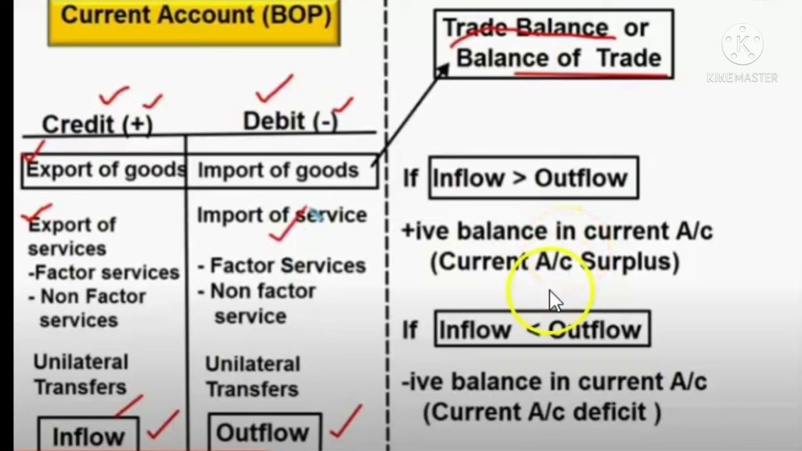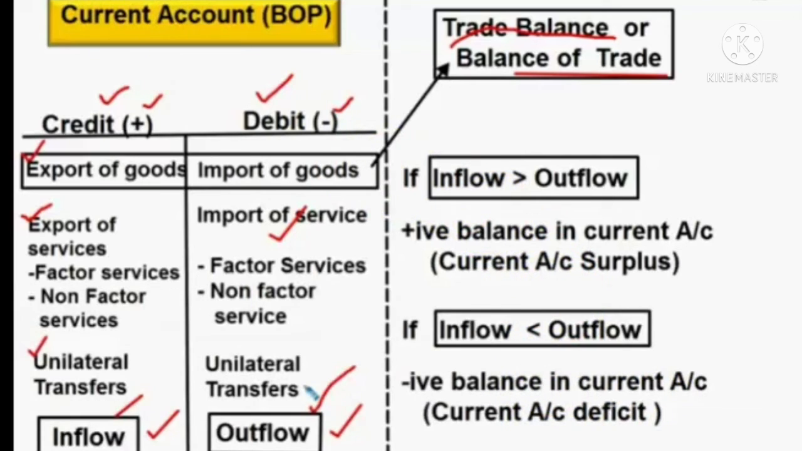Next, if inflow is less than outflow, we are importing goods from other nations and our currency inflow is less than outflow. So our currency is flowing outside, so it's a negative side for us. We are importing more goods or depending upon other nations, so it is affecting us. So it's a negative balance in the current account. So current account deficit occurs.